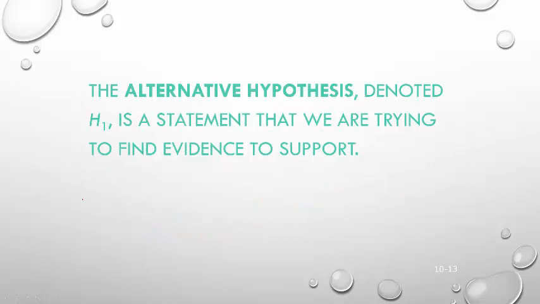So then the alternative hypothesis, denoted H sub 1, is a statement that we are trying to find evidence to support. So H sub 1 is, think about it as what you're looking to show.